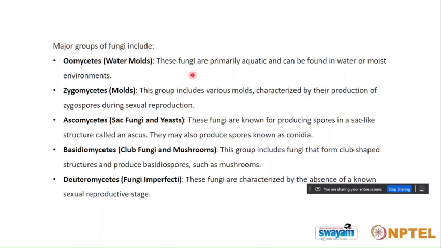And basidiomycetes: club fungi and mushrooms are brought under the class of basidiomycetes. Usually they have club-shaped structures. That's why they are termed basidiomycetes, which means the fungus has a club-shaped structure. And deuteromycetes: these don't have a proper sexual reproductive stage, and these fungi are termed deuteromycetes.